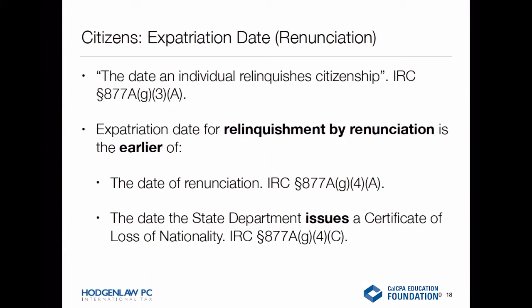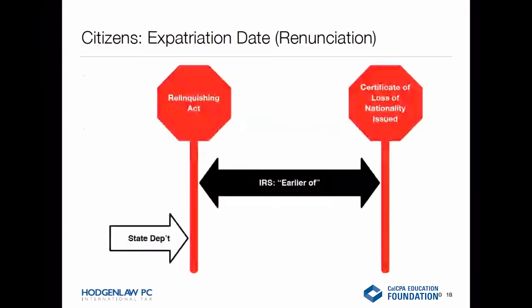Now, they're not going to issue the certificate of loss of nationality before you go and swear that oath. So as far as I know, the earlier of the two is pretty much always going to be the date of renunciation. Your relinquishing act is the date that you swear the oath. That's your date of renunciation. At some point, you're going to get your certificate of loss of nationality. The IRS looks at those and says, okay, the earlier of those 2 dates. Chronologically, I'm pretty sure it's going to be the first one, the relinquishing act, so the date of renunciation.